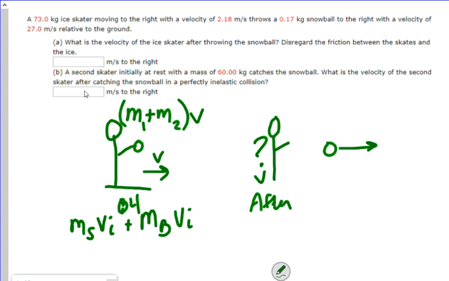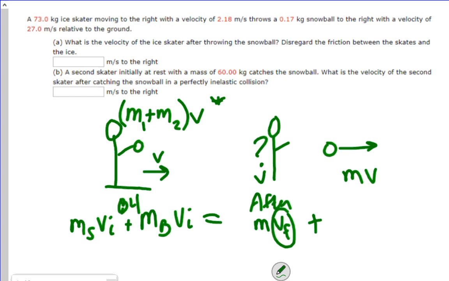In the final setup, this one is what you're looking for. You're looking for the final velocity, and you have a mass and velocity of the snowball, which is separate from the ice skater. So keep that in mind. Whether you work with the top one or the bottom one, the momentum of the combined will equal these two added up. Okay, so keep that in mind.